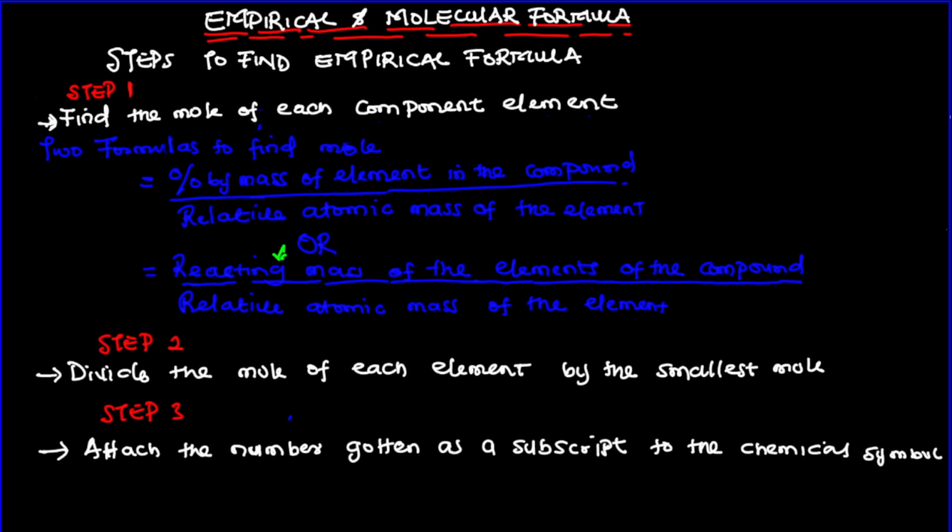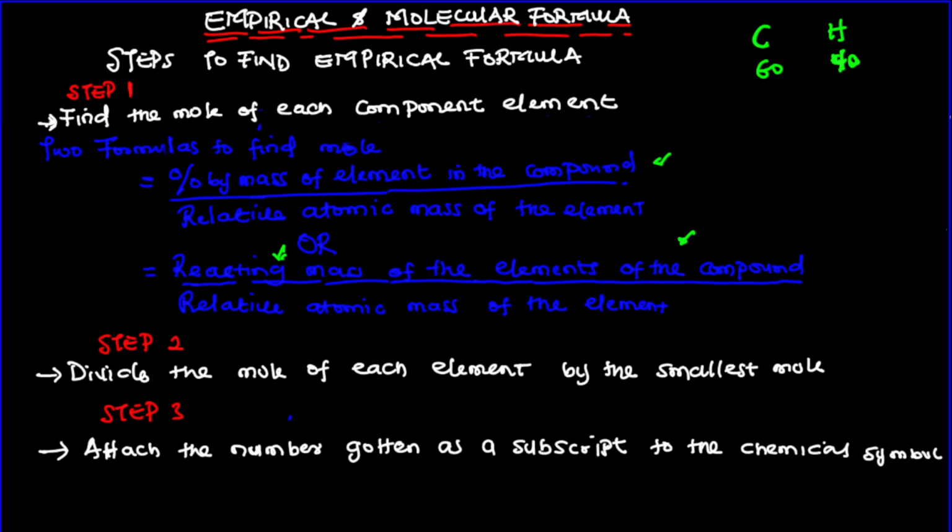Depending on the parameter given, if it is the percentage by mass of the element, you use this. If it was the reacting mass, use this. For example, percentage by mass of elements comes in percentage form. For example, a compound containing 60% percentage by mass of carbon. So you know that carbon is 60 and hydrogen 40, and it contains 40% percentage by mass of hydrogen.